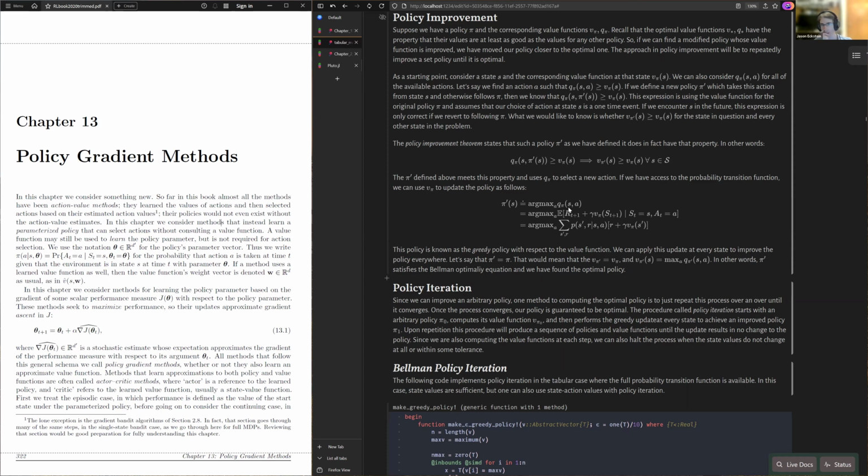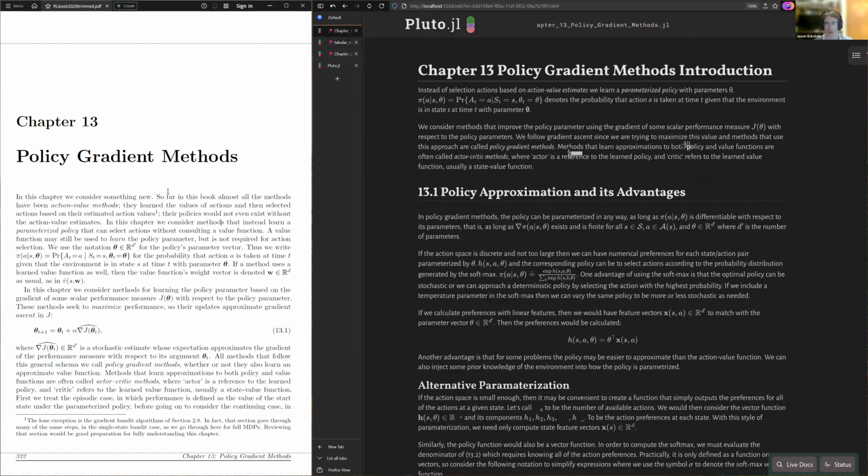Okay, so that's why what we're doing now is distinct from all of the previous techniques. Are there any questions about this, about policy improvement and how what we're doing now is different? Okay, so I'll move on.